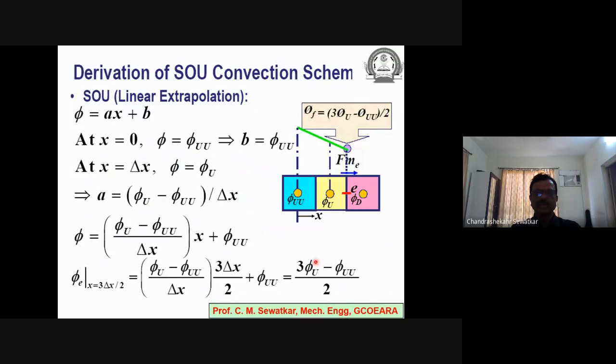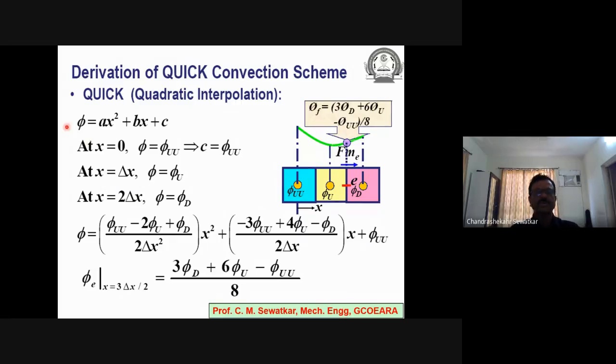Of course, we need to decide whether I'm going to use a second order upwind scheme or not. The next important scheme is QUICK, quadratic upstream interpolation. SOU is extrapolation, but this is interpolation. Here, it involves one downstream and two upstream values. And we use the quadratic equation phi is equal to ax square plus bx plus c. At x equal to 0, phi is equal to phi uu. That gives me c is equal to phi uu.